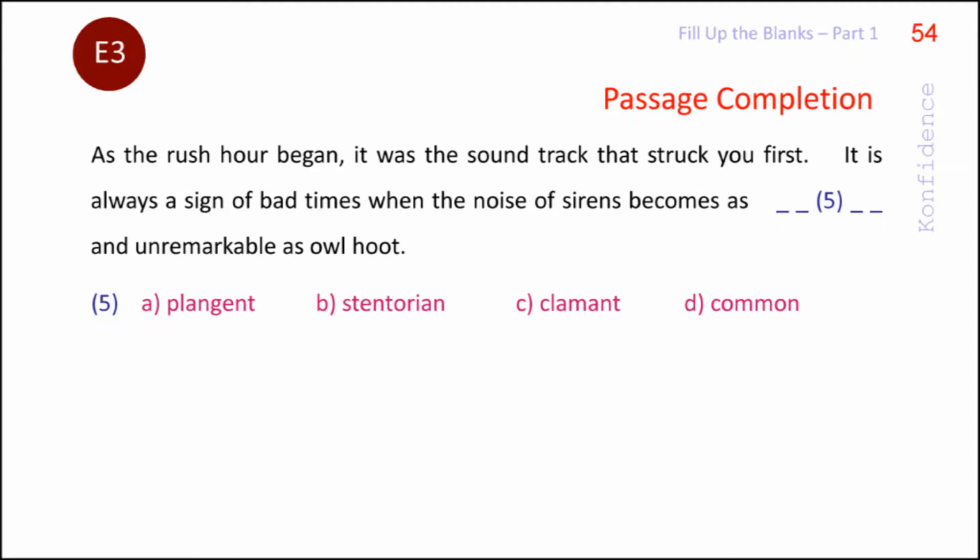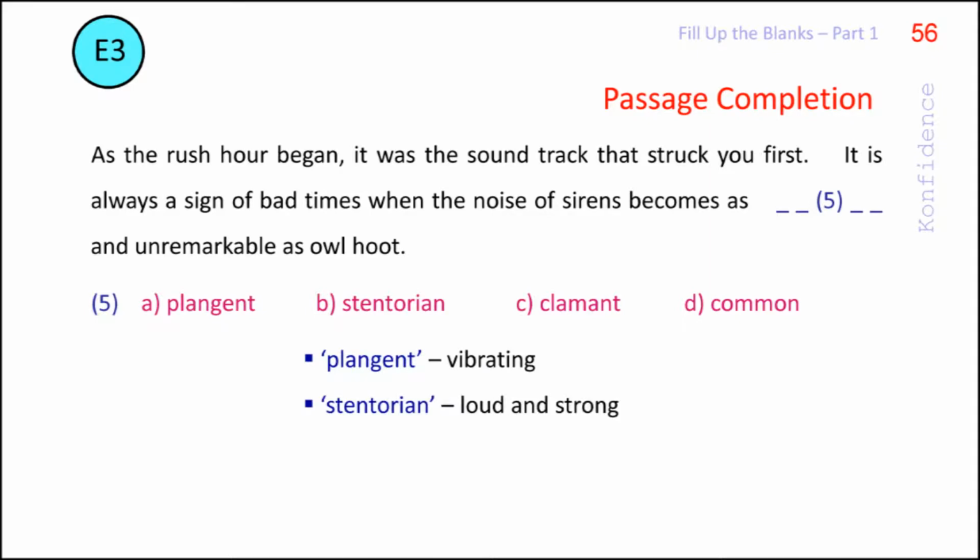Finally, the last blank in the last sentence. This sentence describes something about the nature of the noise of sirens. Let us see the options. Option A, plangent, means vibrating. A siren's noise has ups and downs, but surely it is not vibrating.